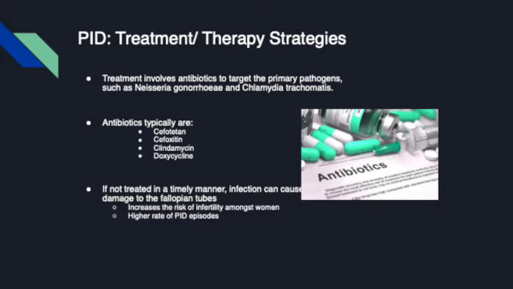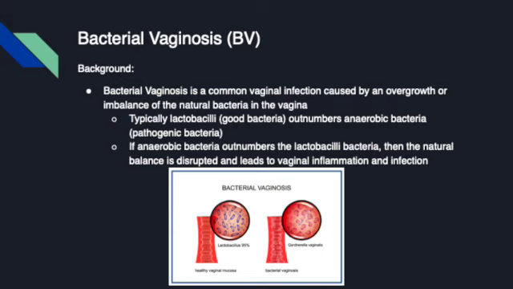The next disease that we are going to be discussing is bacterial vaginosis, otherwise known as BV. So, bacterial vaginosis is a common vaginal infection caused by an overgrowth or imbalance of the natural bacteria in the vagina. Typically, lactobacilli, which is known as the good bacteria or natural bacteria, it is an aerobic bacteria, is outnumbered by anaerobic bacteria or bad bacteria, pathogenic bacteria.